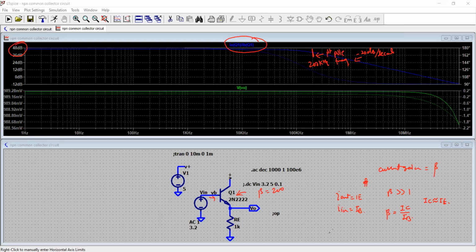And we can also try to simulate the transient response of this amplifier. Try to see how your current amplification or voltage amplification is done. So refer to our previous videos.